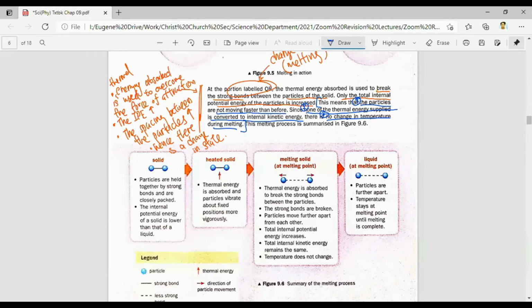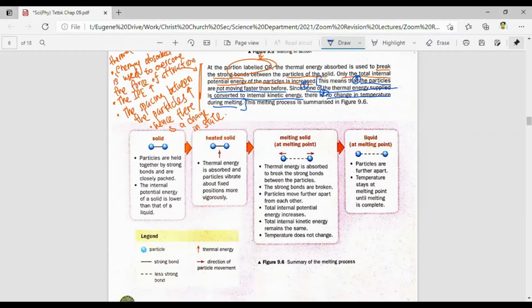So the 1, 2, 3, if I were to rephrase it, instead of going from top to bottom, I'll go from bottom to top. I'll say that there's no change in temperature because none of the thermal energy supply is converted to internal kinetic energy, which also means that the particles are not moving faster than before. Okay, so just take note of this. Okay, so let's go on.